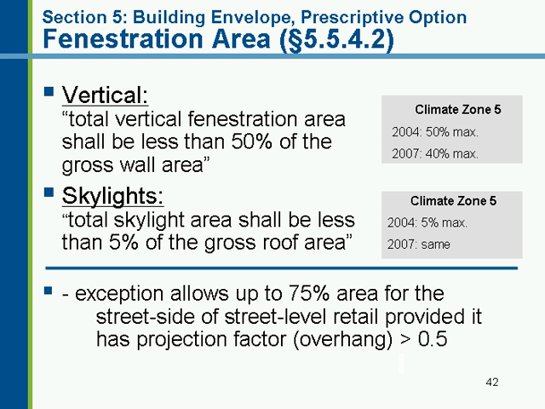Now let's go into some of the prescriptive criteria. So for fenestration area, for vertical fenestration, the area is limited to 50% of the gross wall area. And for skylights, it's limited to 5% of the gross roof area. Now remember, these are prescriptive limitations. You can go to the performance approach if you have larger areas and do some trade-offs to compensate for larger window areas.